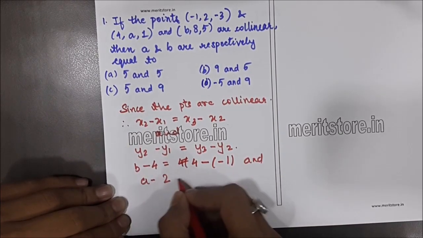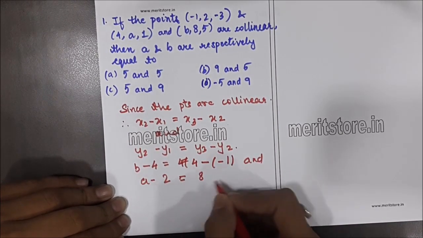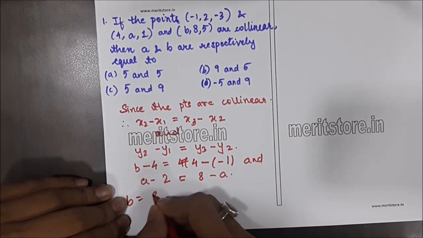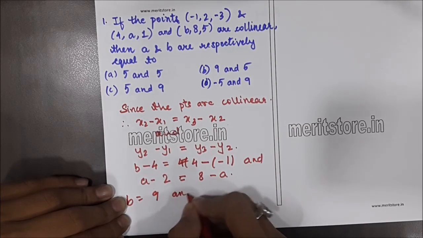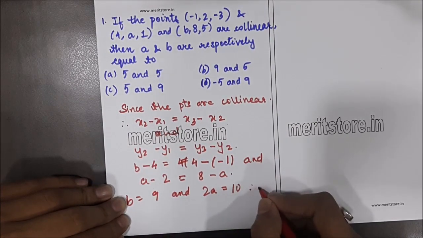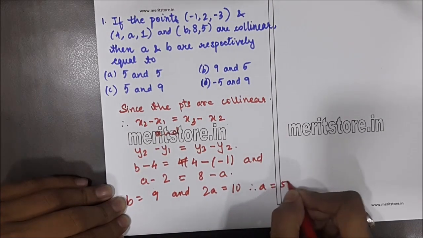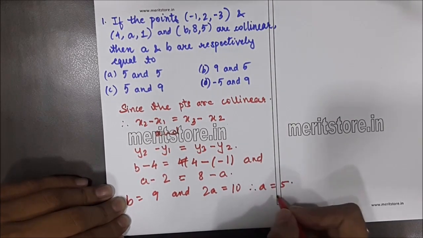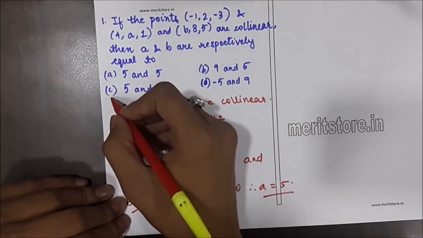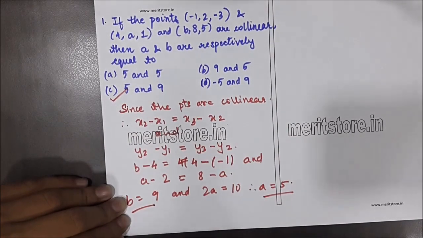a minus 2 equal to 8 minus a, where b is equal to 9 and 2a is equal to 10. Therefore a is equal to 5. Hence we get a is equal to 5 and b is equal to 9. So the correct option is C.